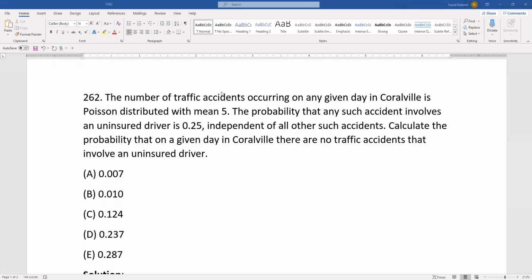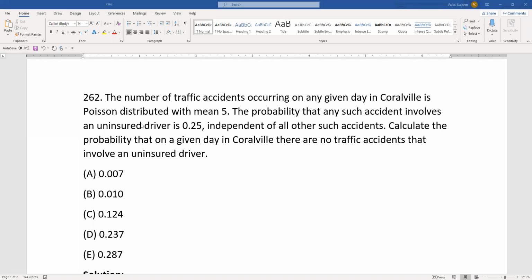Traffic accidents occurring on any given day in Coralville is Poisson with mean 5. Probability that any such accident involves an uninsured driver is 0.75. Independent of all other such accidents, calculate the probability that on any given day in Coralville there are no traffic accidents that involve an uninsured driver.